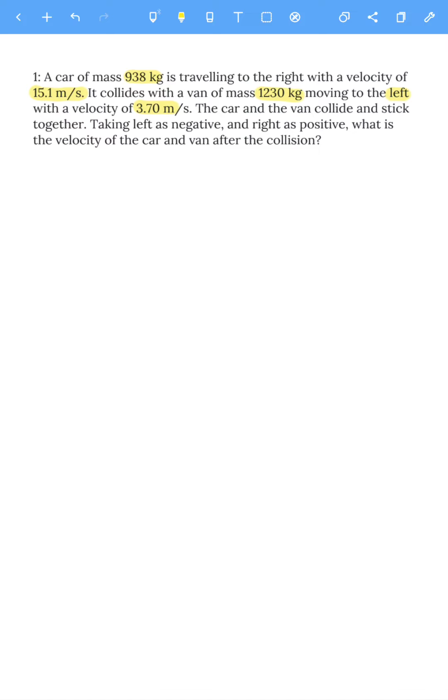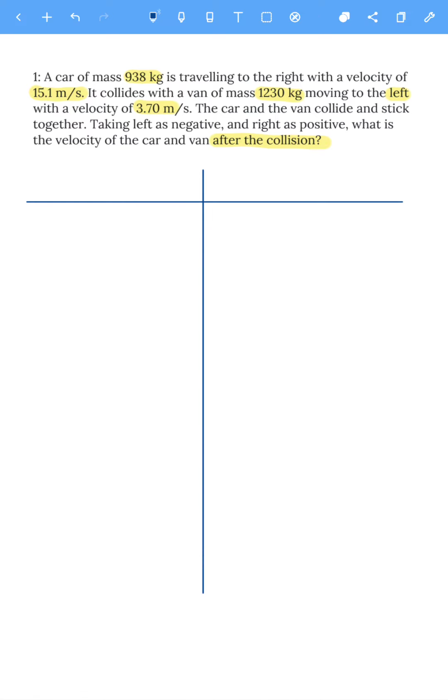The car and van collide and stick together. So taking left as negative and right as positive, what is the velocity of the car and van after the collision? I'm going to show you how we set this up. I would advise that you set a table up. Because of the conservation of linear momentum, we can say that the momentum before the collision is equal to the momentum after the collision. Now, down the middle, that's where our equal signs go.